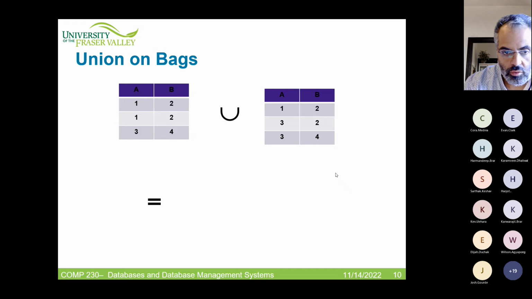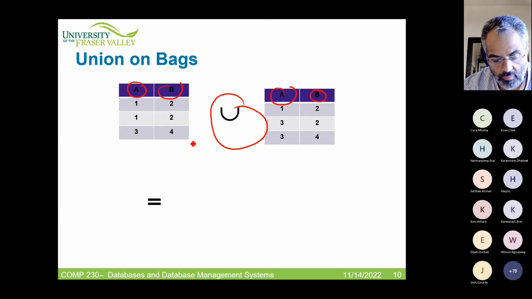So we have here two relations with the same schema, A, B, A, B, and then we are going to apply union. So union means that we are going to get what we have in both, not in common. So we get everything that we have in both.